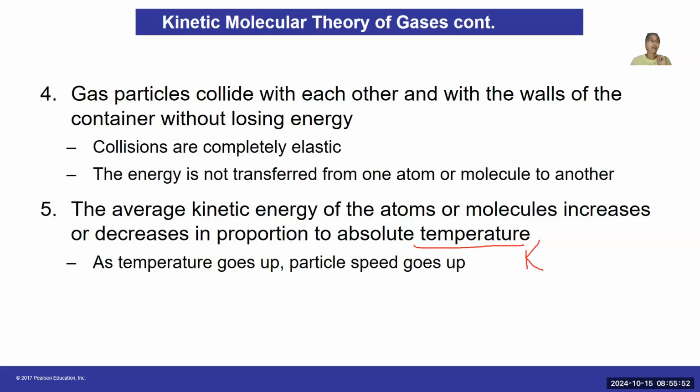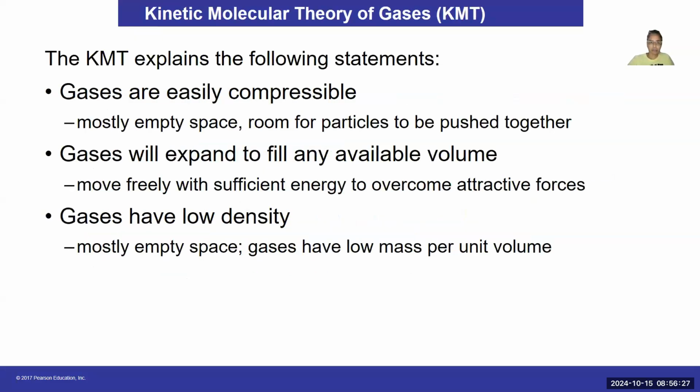And so the mass of one gas particle is going to be related to how fast it's going to move. The smaller the mass, the faster it moves. The larger the mass, the slower it moves. And what we know is that as the temperature goes up, the particle speed goes up. So the particles of a gas are going to speed up when the temperature of that gas increases.